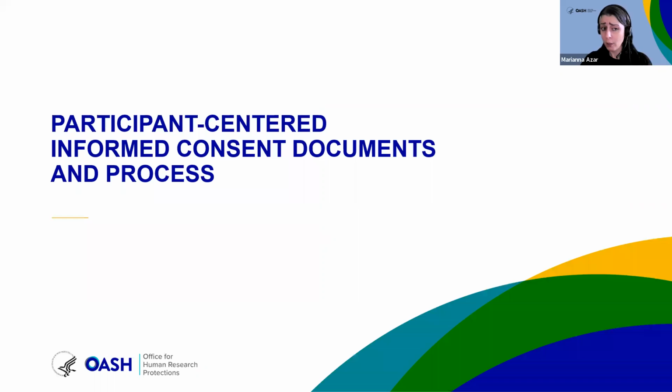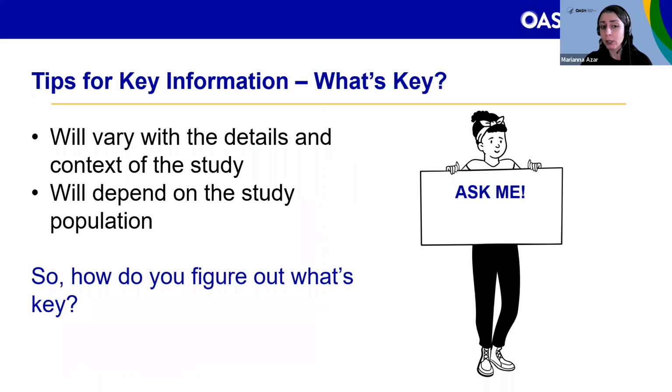Okay, so now let's take a look at some practical tips and some examples to make better sense of everything that we've just covered. Now, we talked quite a bit about key information, but the most common question that we get is, well, okay, fine, that's great, key information, but how do I figure out what's key? Well, key information, like I said earlier, is going to vary with the details. It's going to vary with the context, and it's going to vary with the content of the study. It's also going to depend on the population that you are intending to participate in your research.